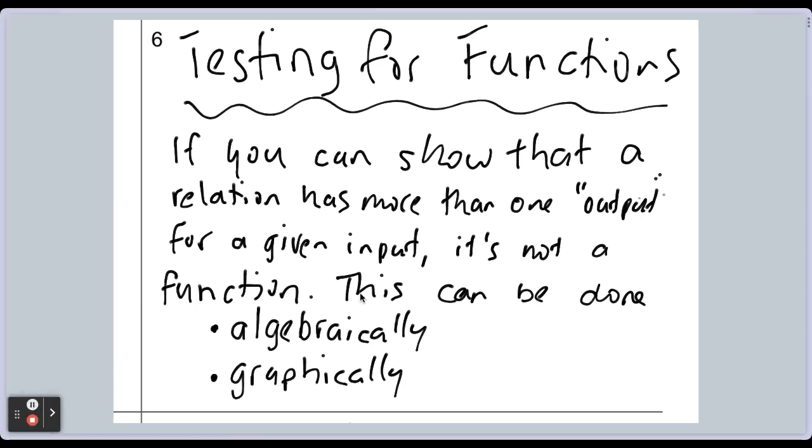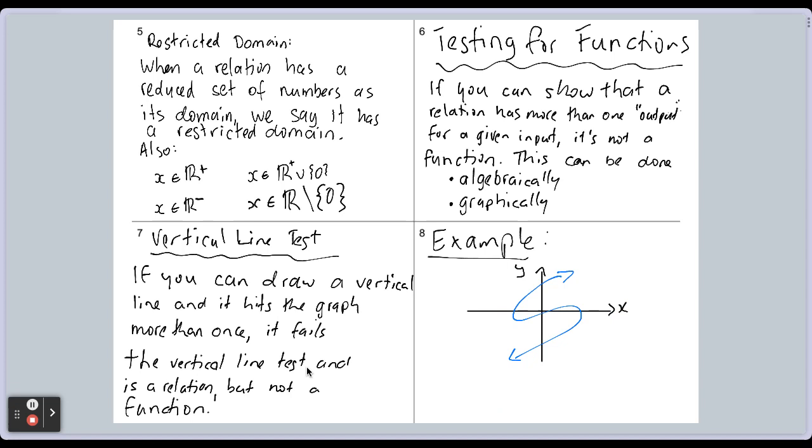However, it's more common not to do it algebraically, but graphically. So we have this thing called the vertical line test. I'll leave it zoomed out so you can see it. If you can draw a vertical line and it hits the graph more than once, it fails the vertical line test and is a relation but not a function. Okay, it's a relation but not a function.